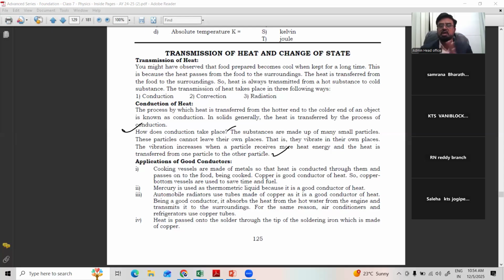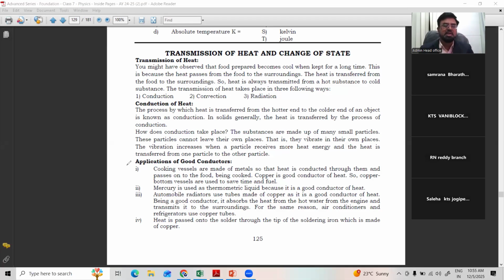In any metal or solid, particles cannot change their position. All they can do, after receiving the heat, is move here and there and pass the heat to the next particle. Like that, heat gets transmitted from one body to another. So the method of transmission of heat in solids without actual movement of particles is called conduction. Clear? That is one mode of heat transfer.